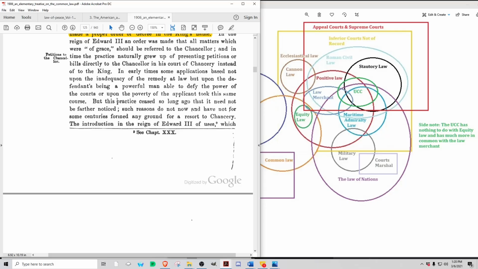But in early times, some applications based not upon the inadequacy of the remedy at law, but upon the defendant being a powerful man, able to defy the power of the courts, or upon the poverty of the applicant, took this same course. This is again the attorneys trying to save face, honestly. But this practice ceased so long ago that it need not be farther noticed. Exactly. Such reasons do not allow and have not for some centuries formed any ground for a resort to chancery.